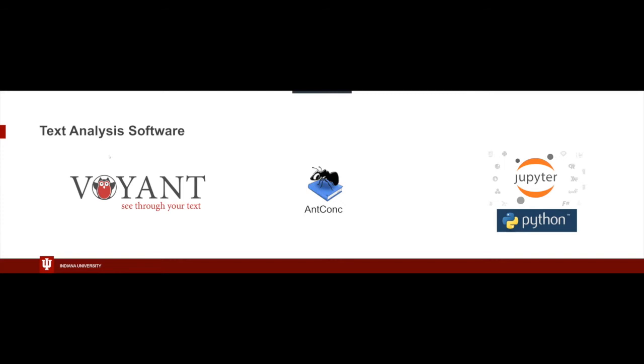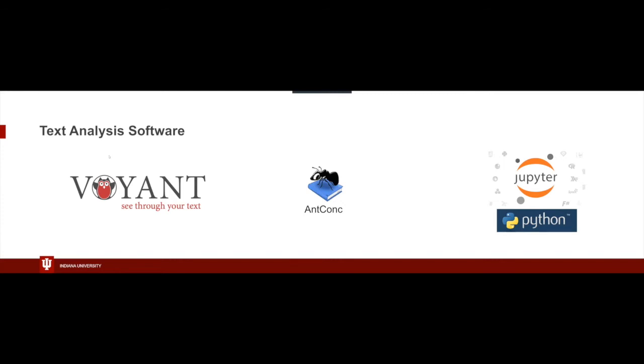Voyant and AntConc are definitely, well, Voyant is more black box. It's good as a jumping off point, I think, if you're wanting to just get an idea of what you have really quickly. If you want a little more control, that's what the Jupyter Notebooks are for. You can make a lot more changes behind the scenes, doing things and changing the parameters and things like that.